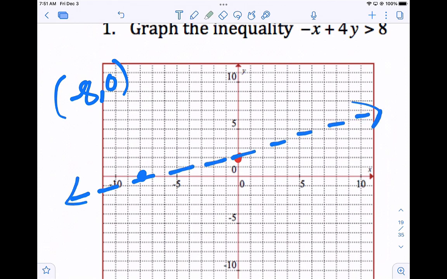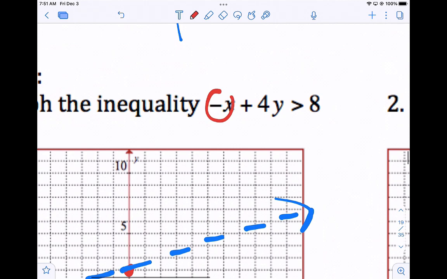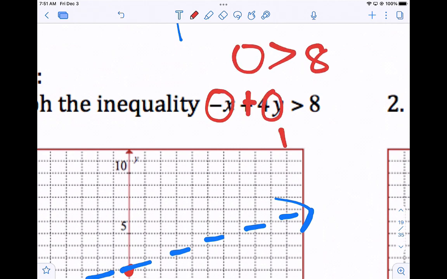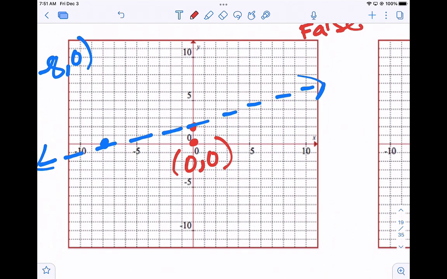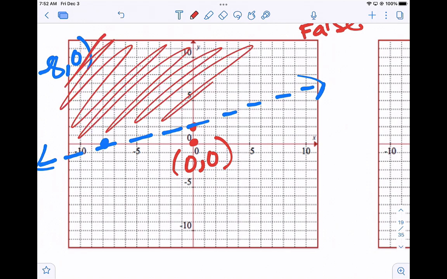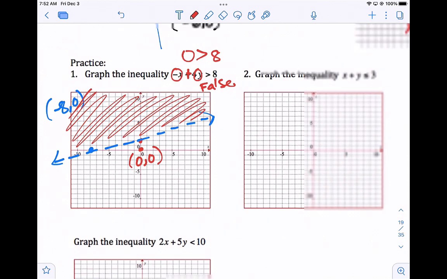And then we pick a point, test, and shade. An easy point to pick, if it's not on the line, is 0, 0. So if you plug in 0 plus 4 times 0, 0, is 0 bigger than 8? And that's false. If it was true, we would shade this side of the line, but since it's false, we're going to shade the other side of the line. And what that means is any answer above the line will work in the inequality and be true.